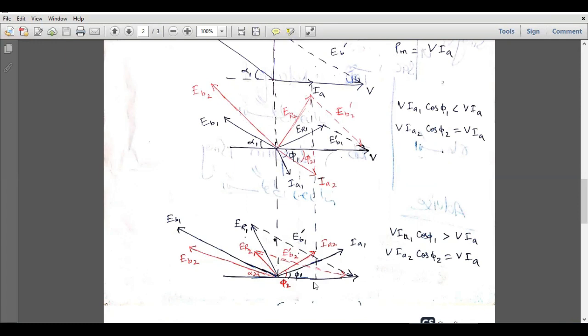So now the motor will be generating power of V times IA2 cos phi 2, and this power is exactly equal to V times IA. And initially the motor was generating power V times IA1 cos phi 1, which was greater than V times IA. So after doing these vector reorientations, the motor will be stabilized with these red colored vector orientations.